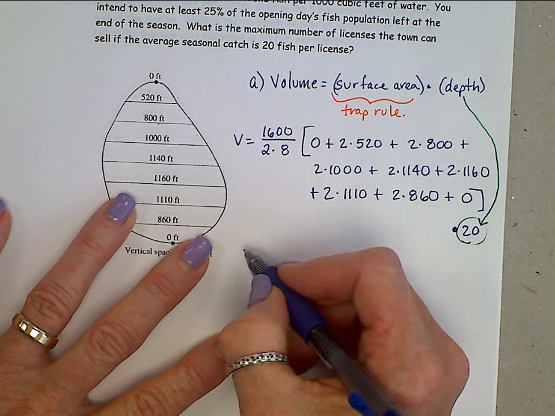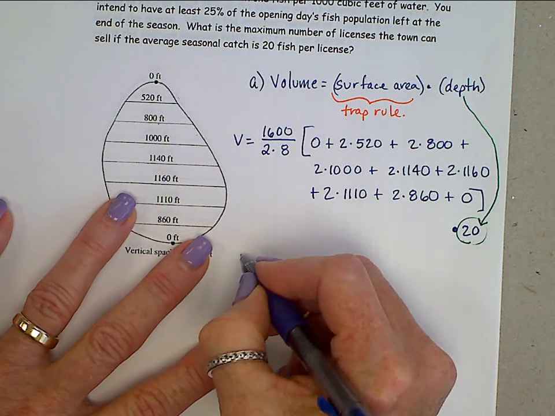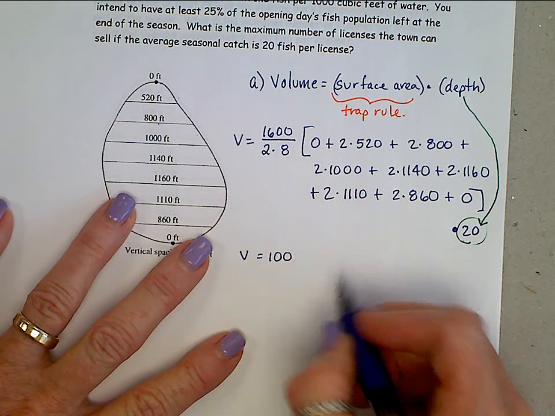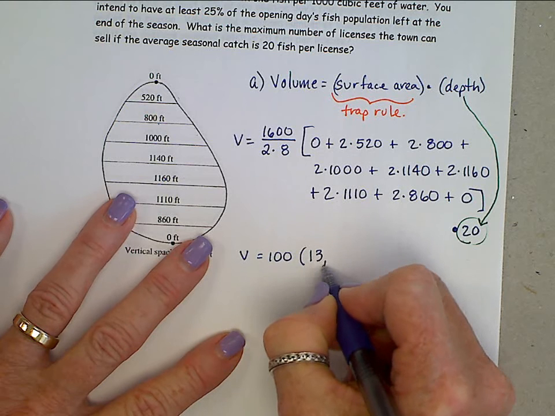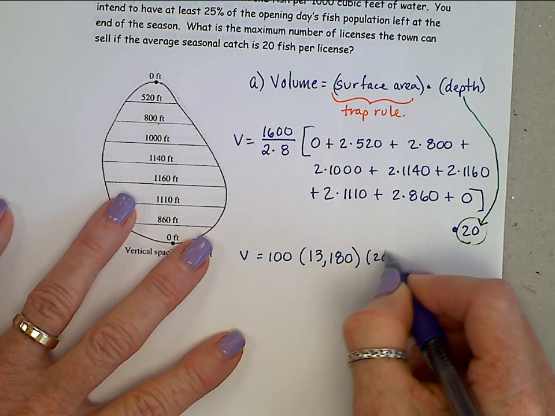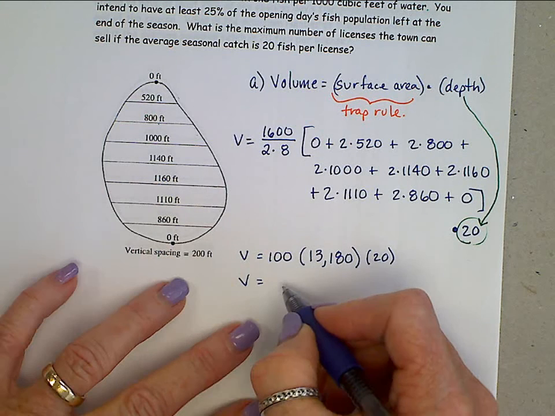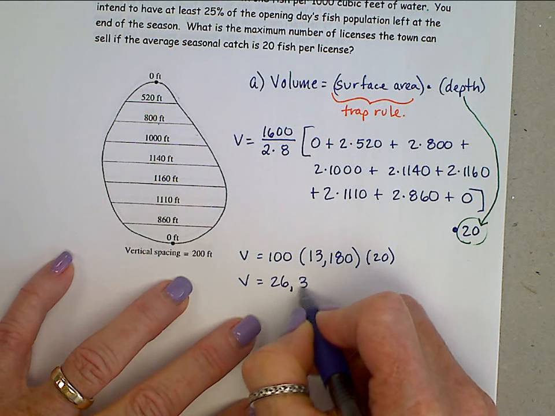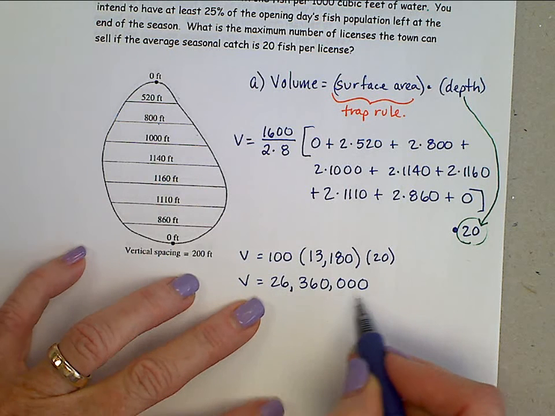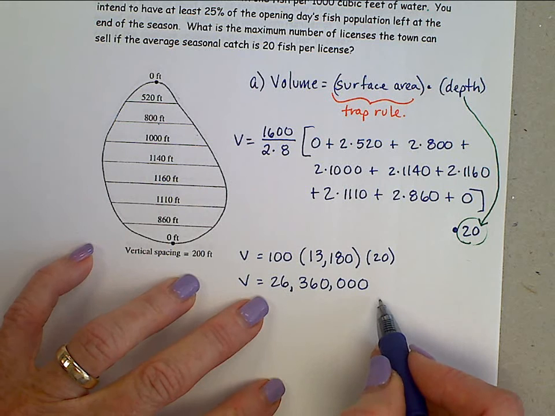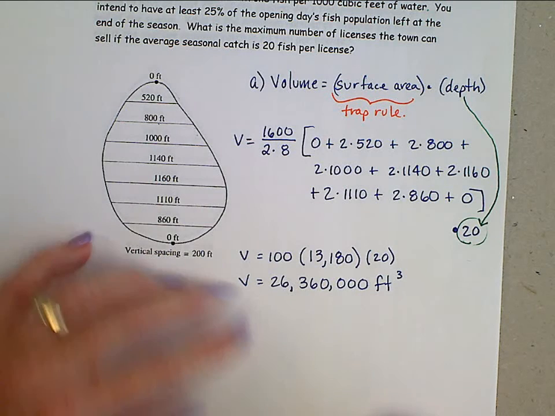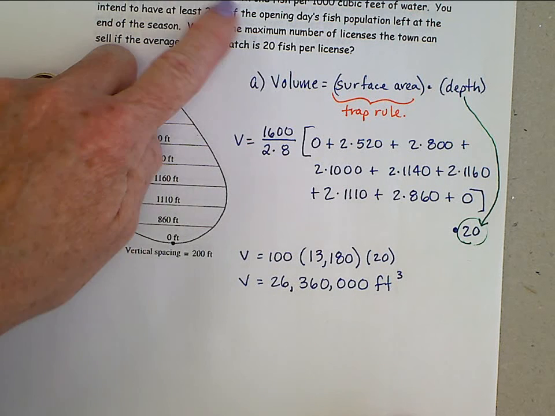When we simplify this, 1600 divided by 16, adding up all of this, you can put that in your calculator. That's 13,180 times this 20 depth, and multiplying that out, that is 26,360,000. That's volume. Units here, feet cubed. All right, that's part A. Use the trapezoid rule to estimate the volume of the pond.